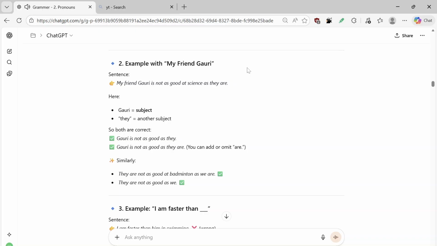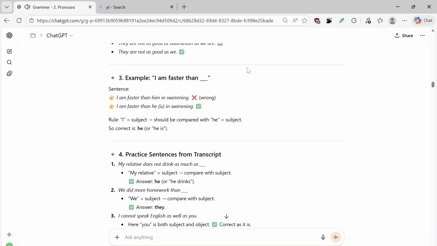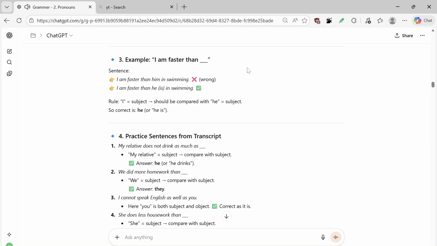Example 3, I am faster than. Sentence, I am faster than him in swimming. Wrong, I am faster than he is in swimming. Rule: I equals subject, should be compared with he equals subject. So the correct is he or he is.